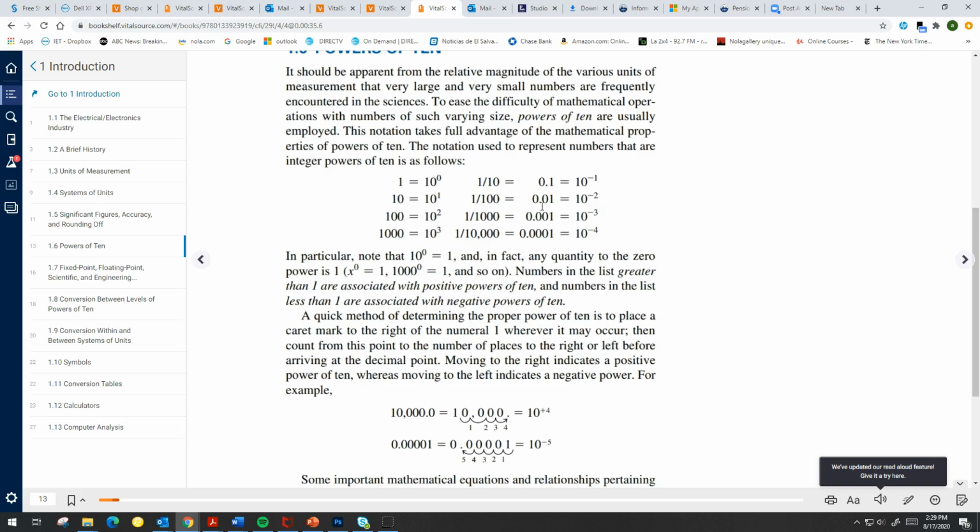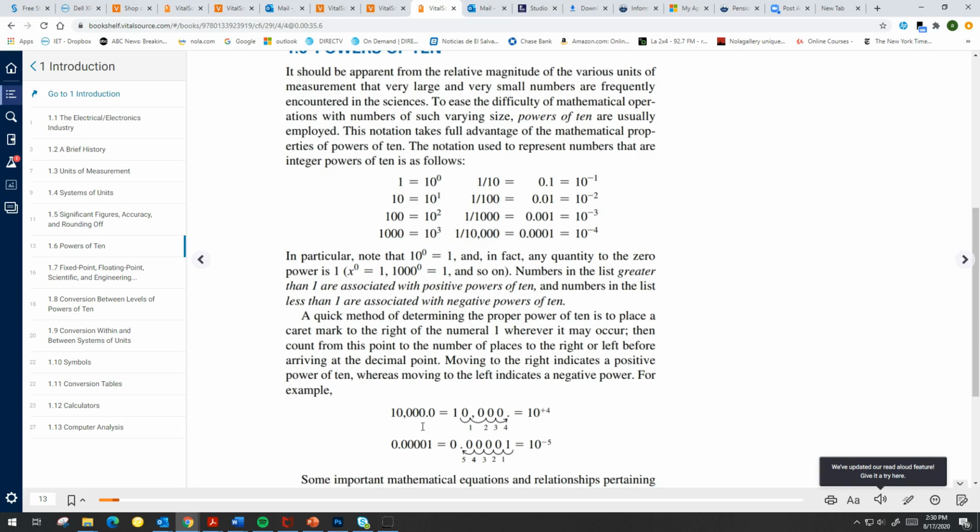Okay, so that's important. So in this notation of powers of 10, if you move to the right, it indicates a positive power of 10, and if you move to the left, it indicates a negative power. For example, 10,000, right? If we move the decimal point 4 places over to the right, it becomes a positive 10 to the 4th. And if you move this decimal point from this location 5 places to the left, it becomes a minus 5, okay?